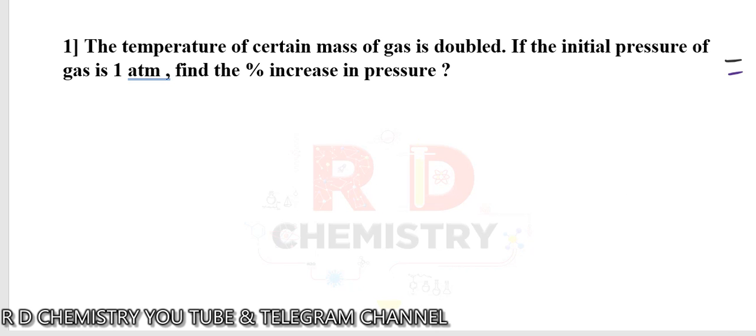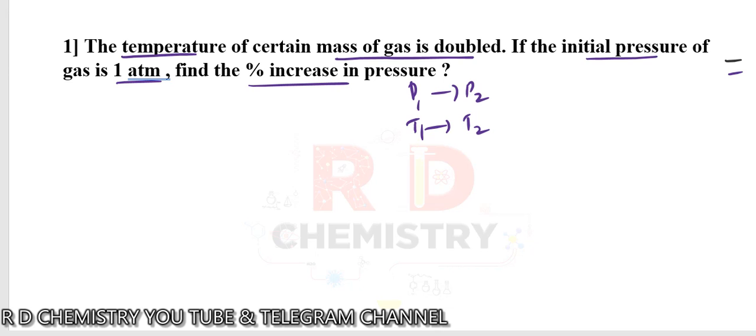See this question. The temperature of a certain mass of gas is doubled. The initial pressure of the gas is 1 atmosphere. Find out the percent increase in the pressure. Okay, so it is asking for the pressure change. That means P1 will become P2, and the temperature has been doubled, so temperature T1 becomes T2.